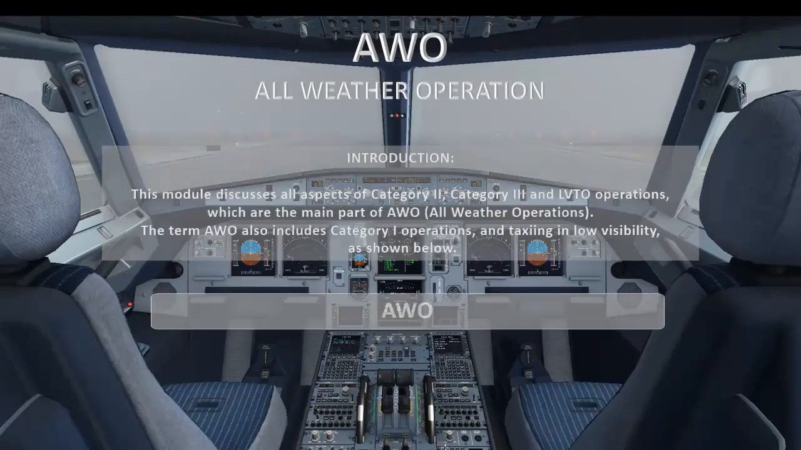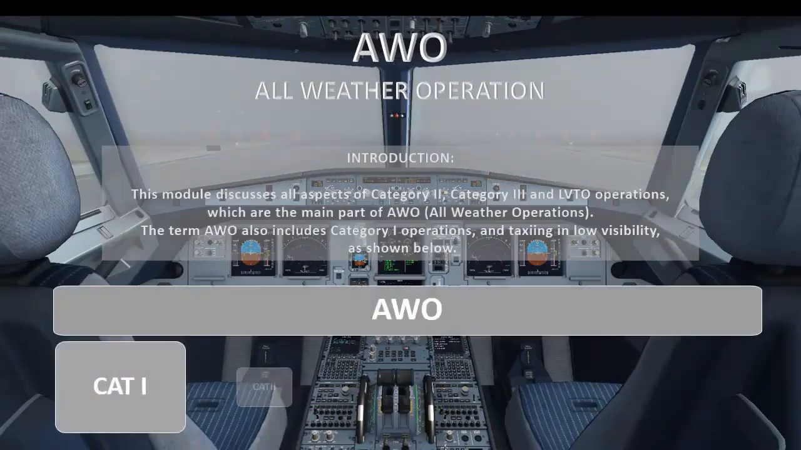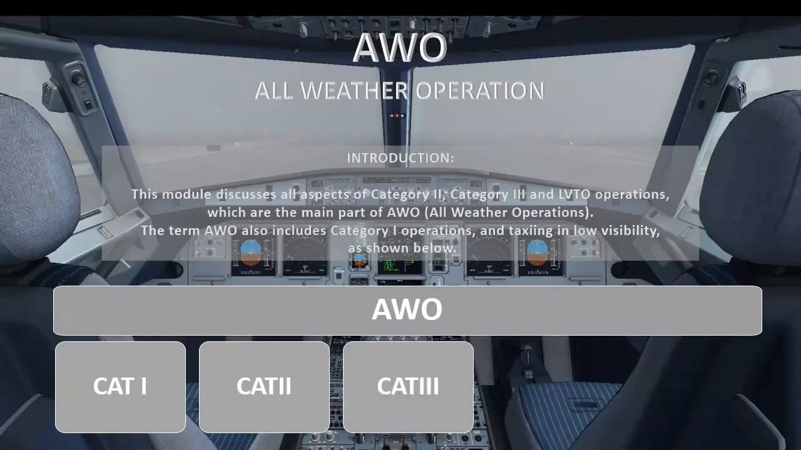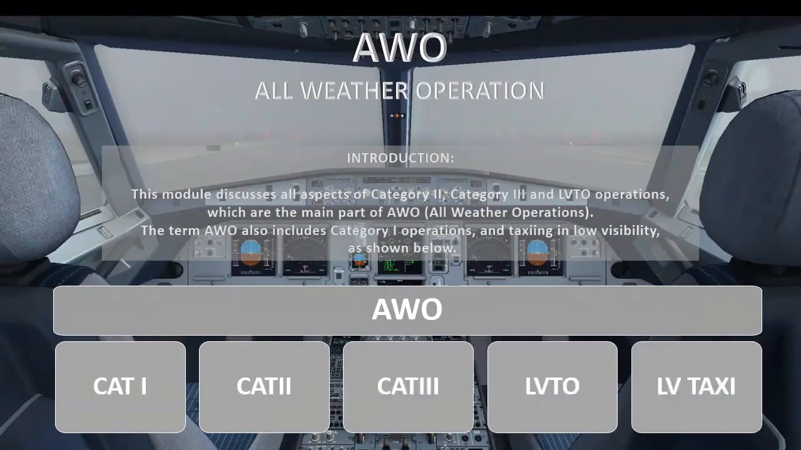Introduction. This module discusses all aspects of Category 2, Category 3 and low visibility takeoff operations, which are the main part of all-weather operations. The term all-weather operations also includes Category 1 operations, and taxiing in low visibility, as shown below.